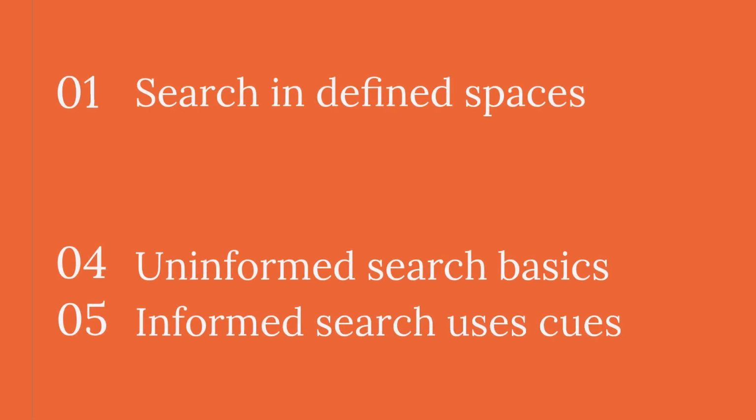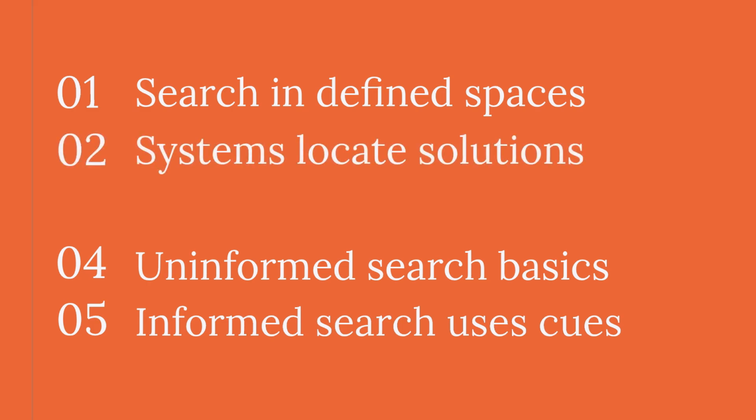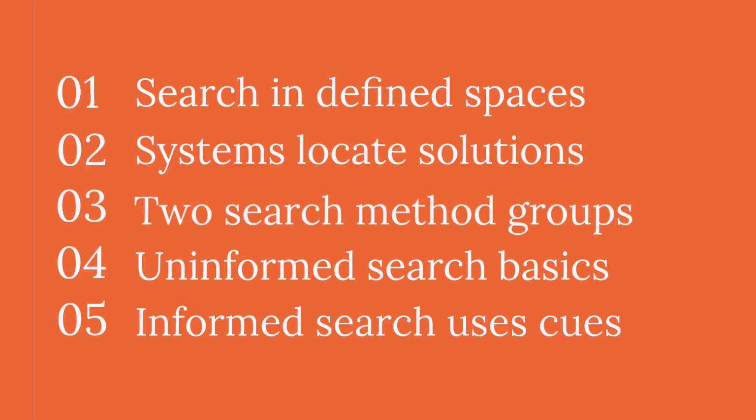Search algorithms are fundamental to artificial intelligence because they help systems find solutions by exploring a defined state space. They are commonly grouped into uninformed search and informed search. Understanding these methods is essential for solving complex problems effectively.